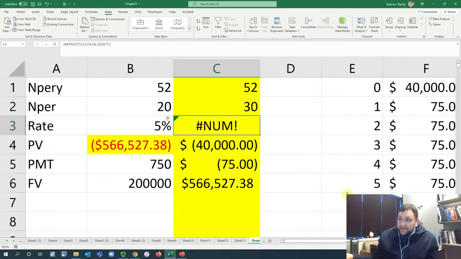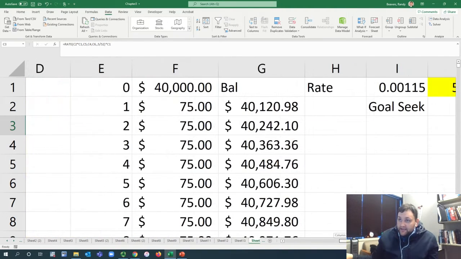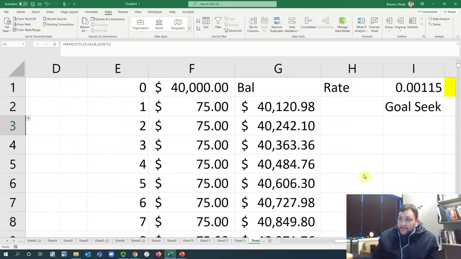Well, we can see here that we get a num error. When this happens, how do we deal with this? So you could use a financial calculator or Excel. What I have done over here to the right is I have set up kind of a balance sheet in terms of what's going on in your bank account.